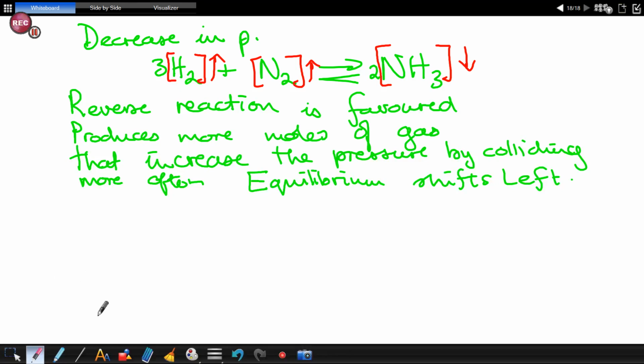Decrease. Will the forward decrease more or decrease less? Decrease less. Why is it decreasing less? So the rate of the forward reaction and the rate of the reverse reaction are equal. Decreasing the pressure favors which reaction? It favors the reverse reaction. So it will drop less, won't it?